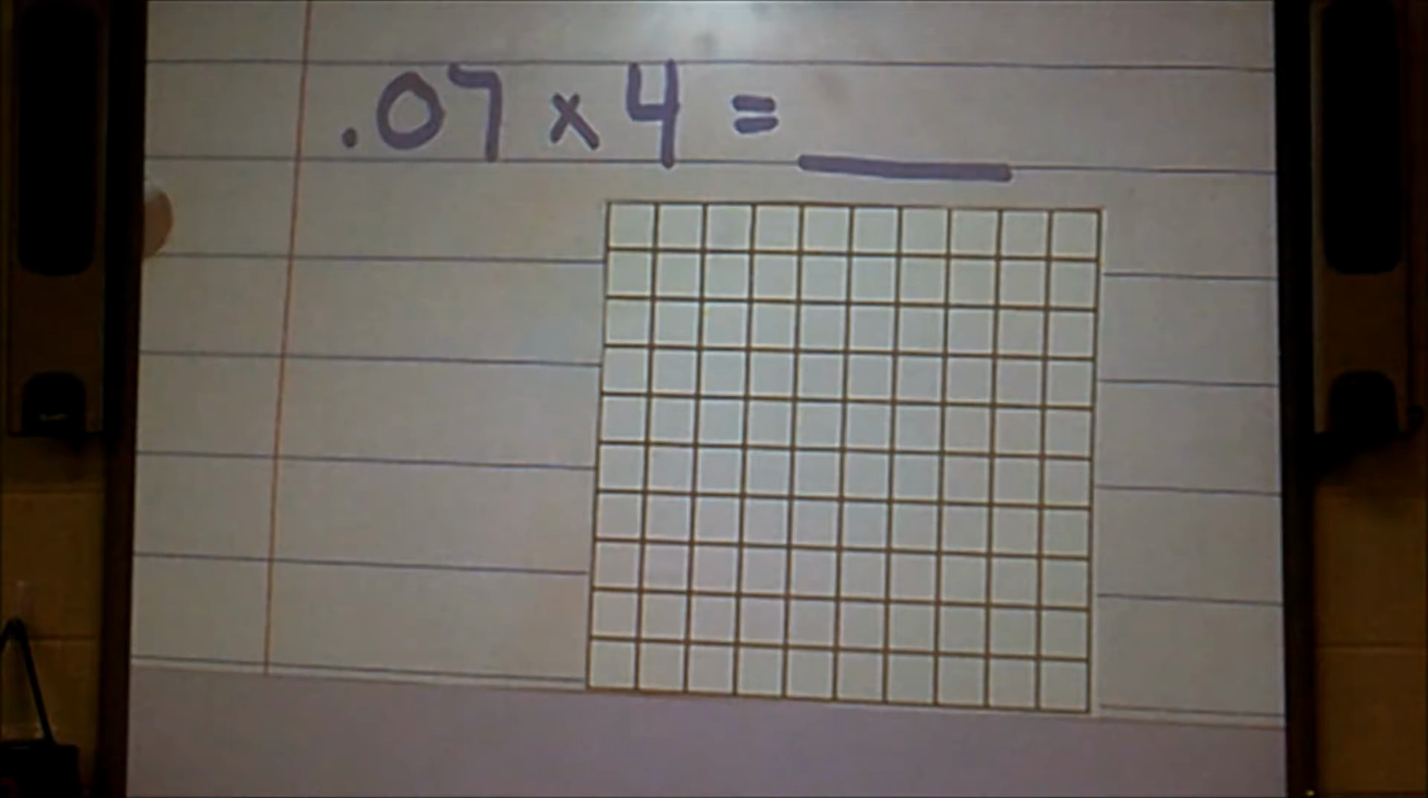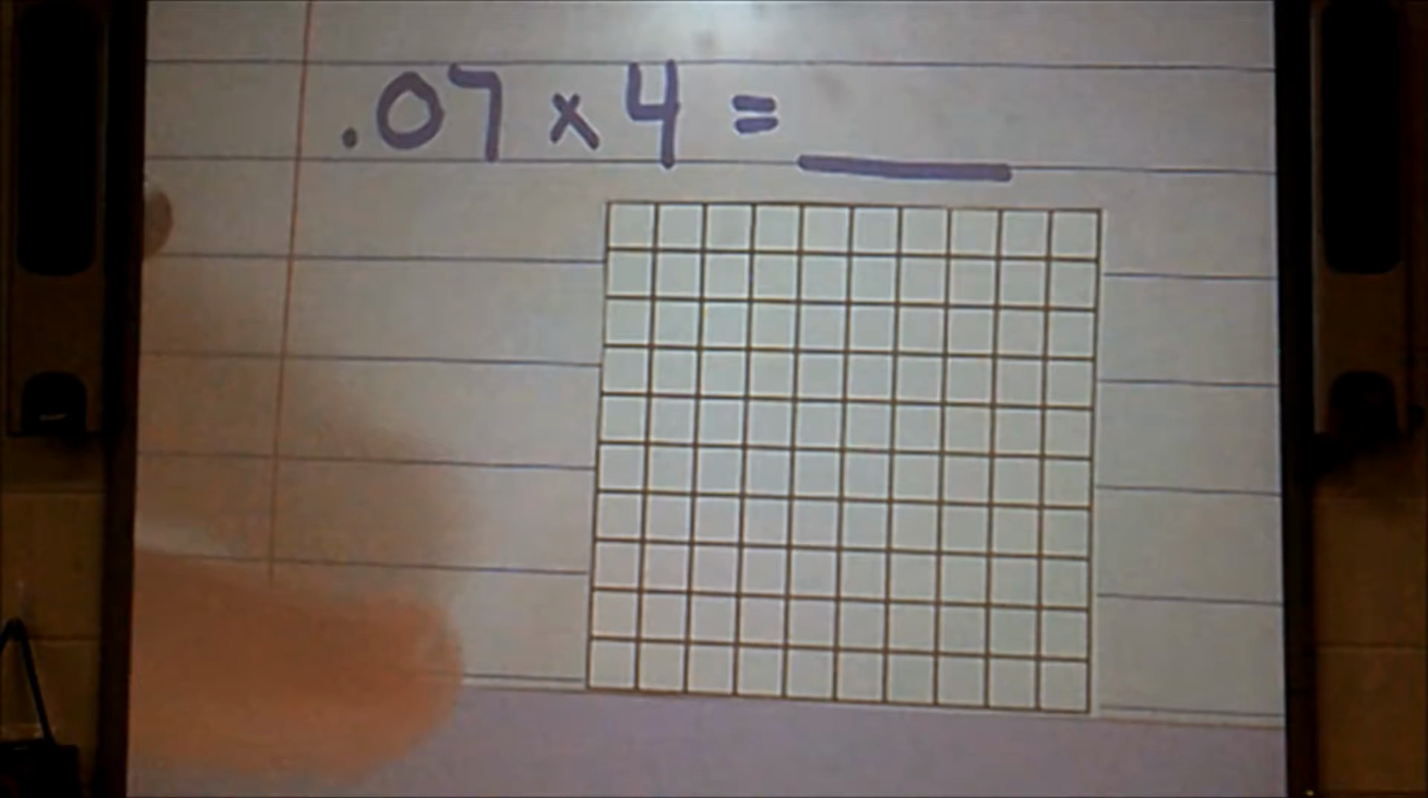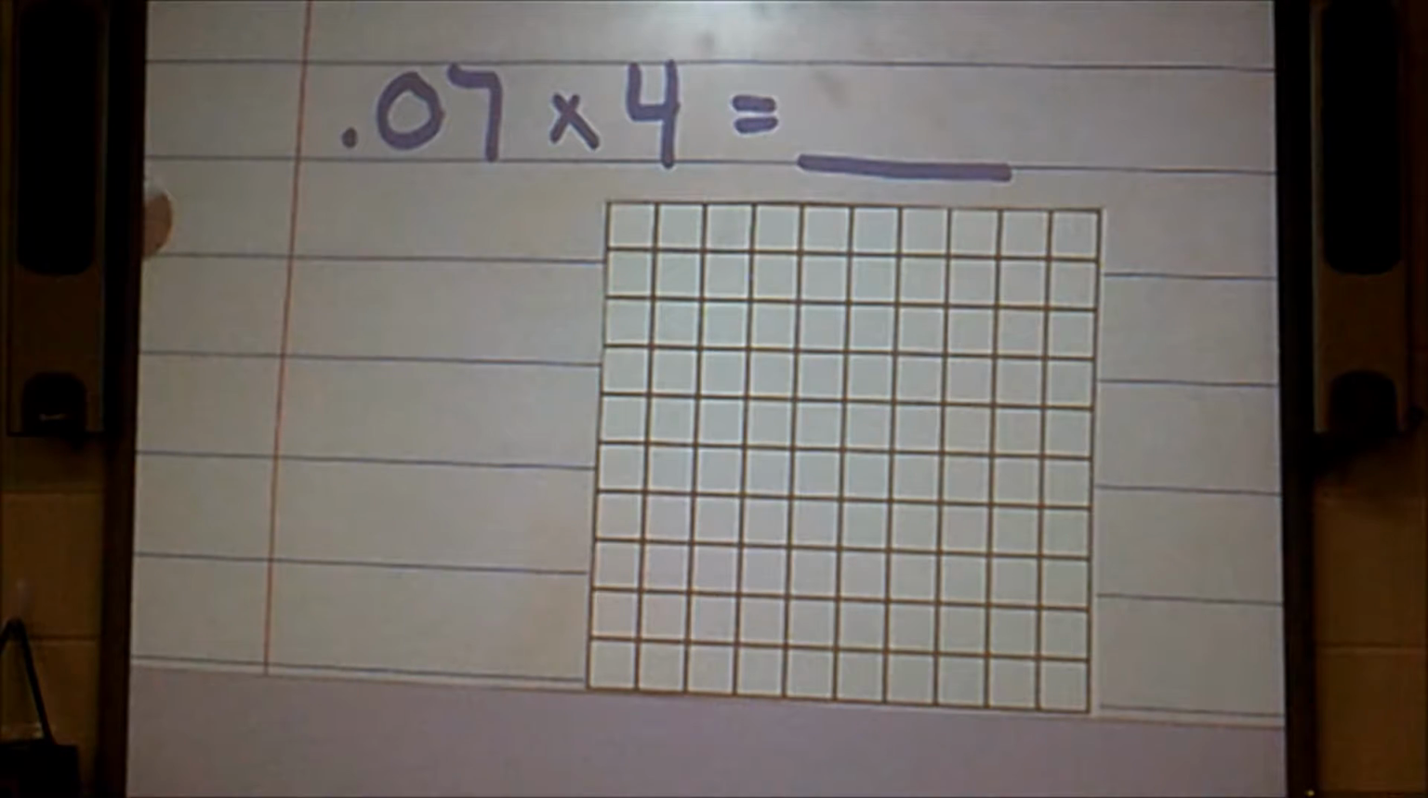Alright guys, so here's my first problem. 7/100 times 4. Think in your head what you think the answer might be, and let's test our hypothesis and see what we get. Now, as you see here, I have a hundredths chart. It is broken down by a 10 by 10 grid. If you would like, you may create your own grid.